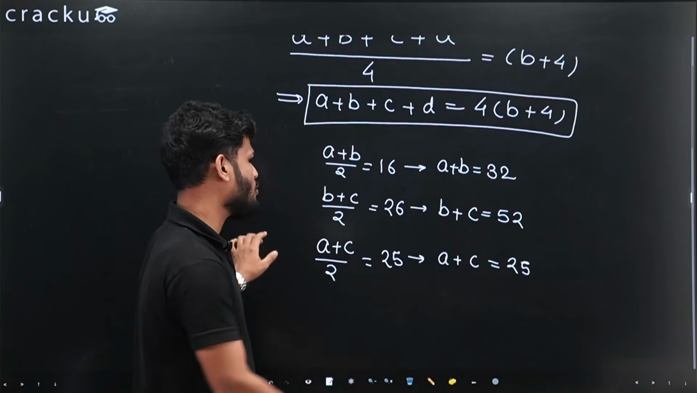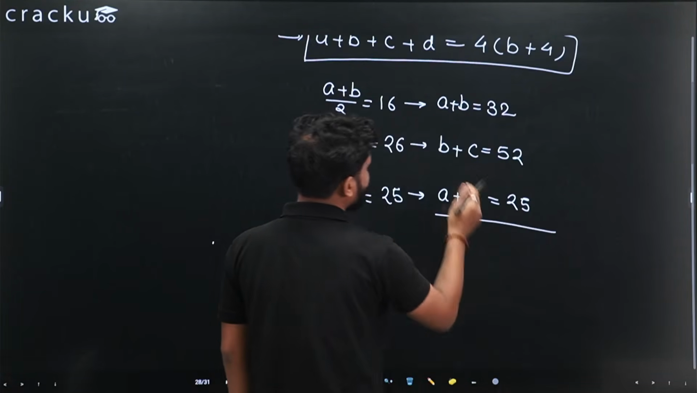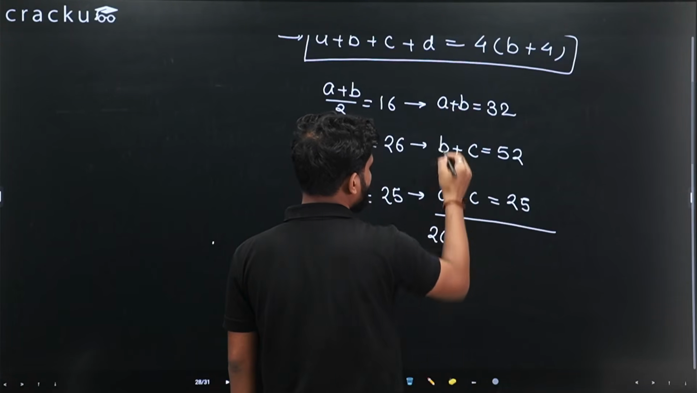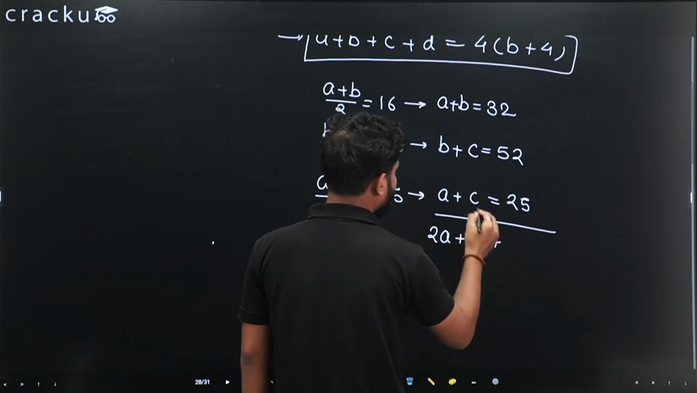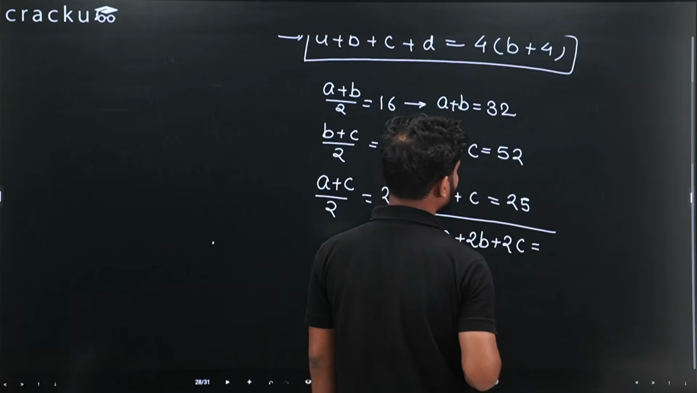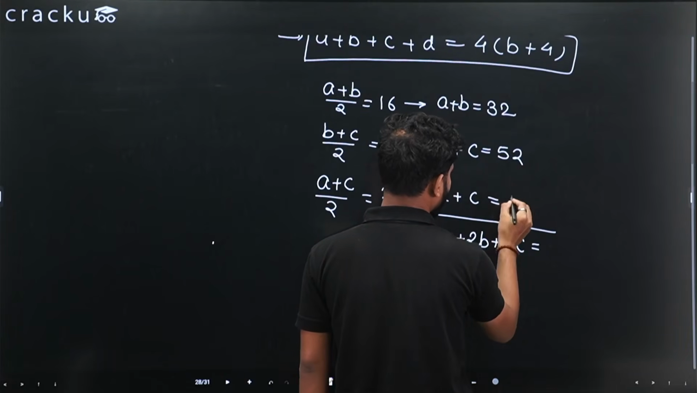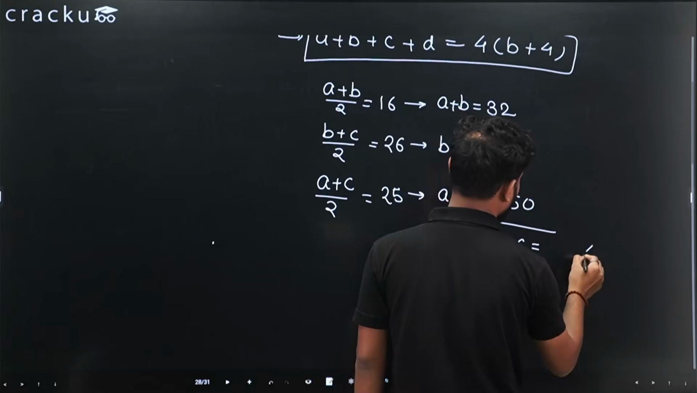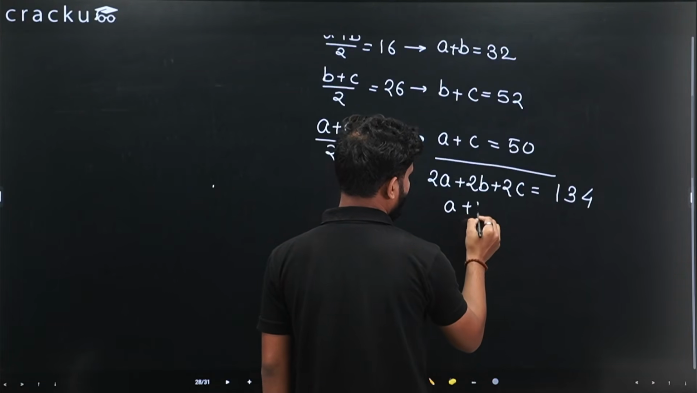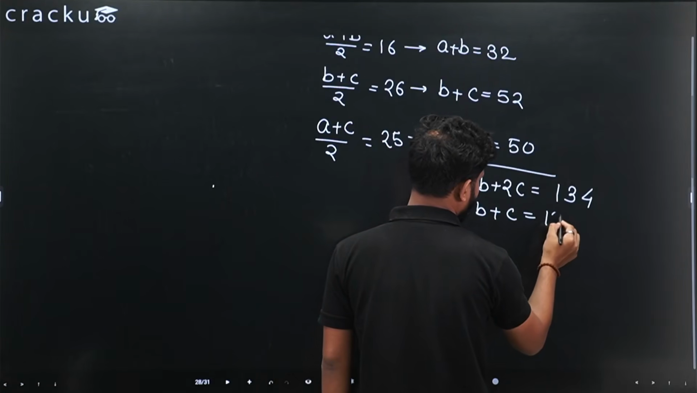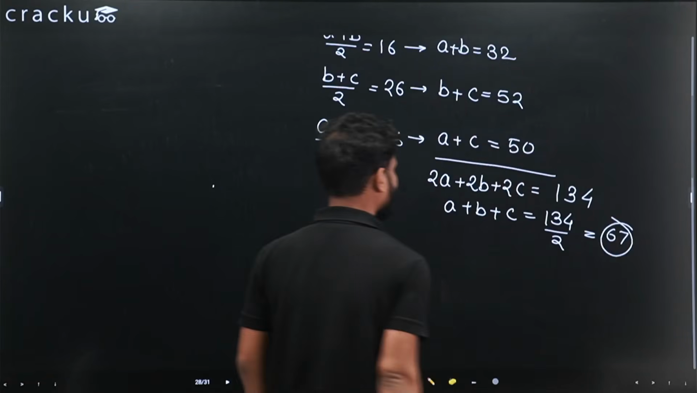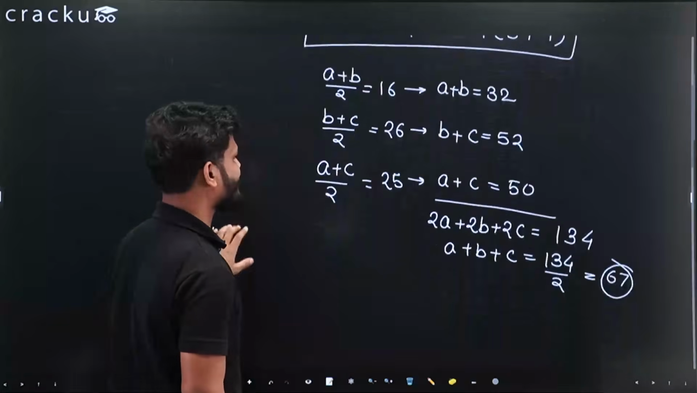Now what to do? Now add all these three equations. So 2 times A plus 2 times B plus 2 times C is equal to 32 plus 52 plus 50. This is 50, right? So this will be 134. From here, A plus B plus C will be what? 134 divided by 2, which is nothing but 67, right? So A plus B plus C is 67.